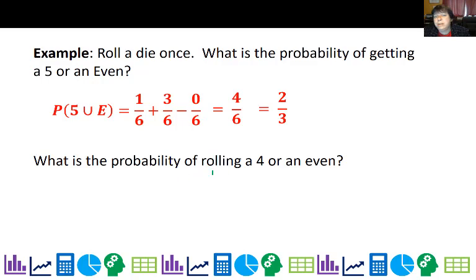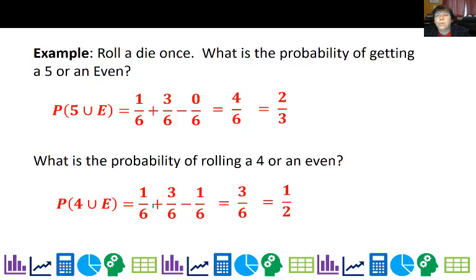Now, what's the probability of rolling a 4 or an even? Well, probability of a 4 is 1 out of 6. Even is 3 out of 6. And how many are 4 and even at the same time? 1 outcome, which is 1 out of 6. So we just get 3 out of 6 or 1/2. So that gives you a little better idea about how the OR probability works.